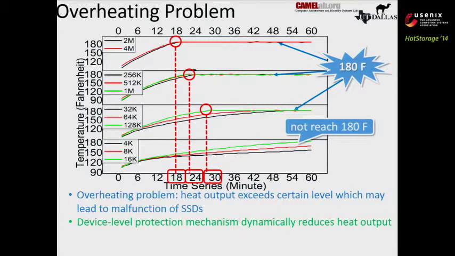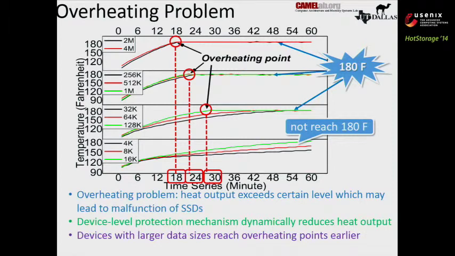Let's mark the saturation point in the slides, and we call it the overheating point. From the overheating point, we can see the device with small input data size did not hit the overheating point. However, the device with larger data size hits the overheating point at a very early stage. The reason behind all of this is that the larger input data size will invoke more power-consuming components. These power-consuming components will increase the temperature.